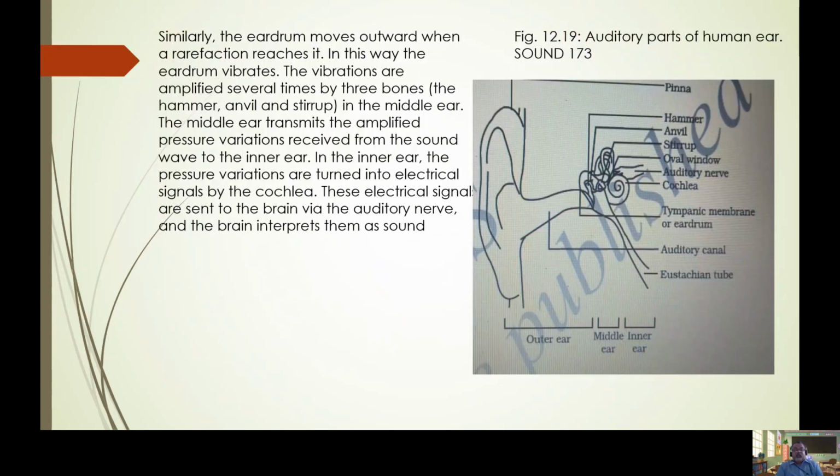There are three bones called hammer, anvil, and stirrup in the middle ear, which transmit the amplified pressure received from the outside. In the inner ear, the pressure variations are turned into electrical signals by the cochlea. These electrical signals are sent to the brain via the auditory nerve, and then the brain interprets them as sound.